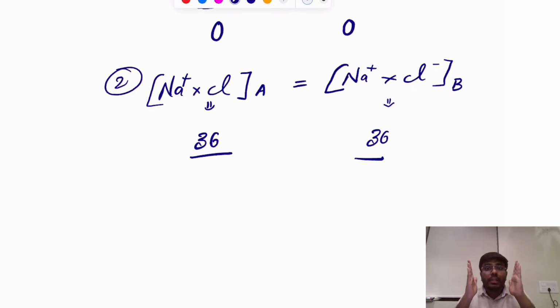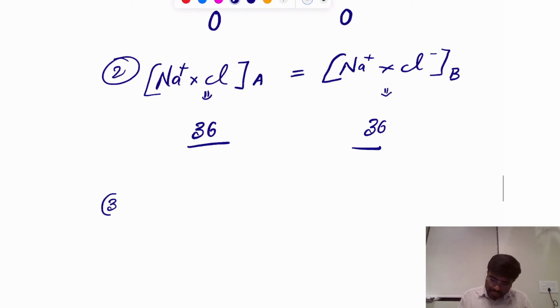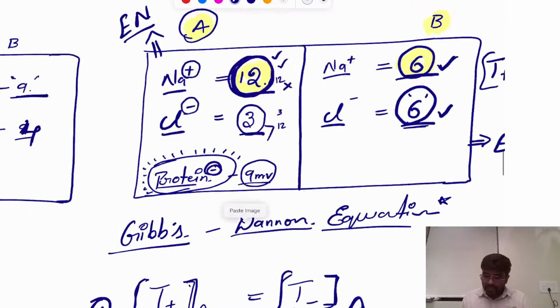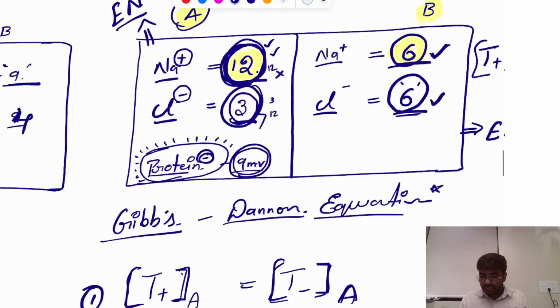Now, the third important thing you need to know according to the Gibbs-Donnan equation. Look at compartment number A. More ions are there, 12 and 12, so 24 ions are there. More ionic molecules are there. In compartment number B, there are fewer ions, 6 and 6.